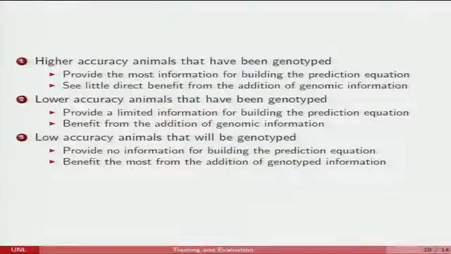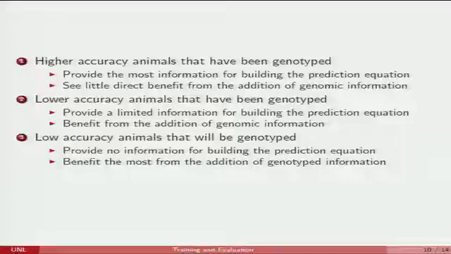If I take a look in terms of going through and seeing what they benefit in terms of a direct benefit from having them, okay? Got this high accuracy animal. It's really great, building great prediction equations. What additional benefit do I see in the genetic evaluation of that animal? This has been said several times by several people. They see little, if any, direct benefit from having that additional genomic information.